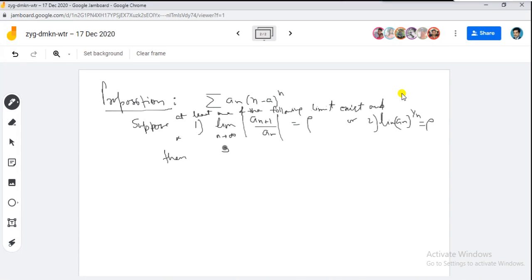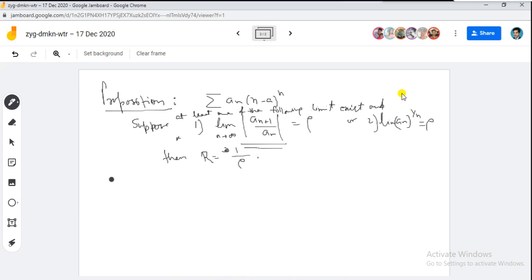Then your radius of convergence, this R, is equal to 1 upon rho. Then the radius of convergence is 1 upon rho. Right? तो अब आपके पास एक तरीका मिल गया कंप्यूटेशन के लिए, इनमें से कोई भी एक लिमिट अगर एग्जिस्ट करता है तो आप एक तरह से कह सकते हैं सफिशिएंट कंडीशन हमको मिल गया। So if any one of these two limits exist, then 1 upon rho is actually the radius of convergence.